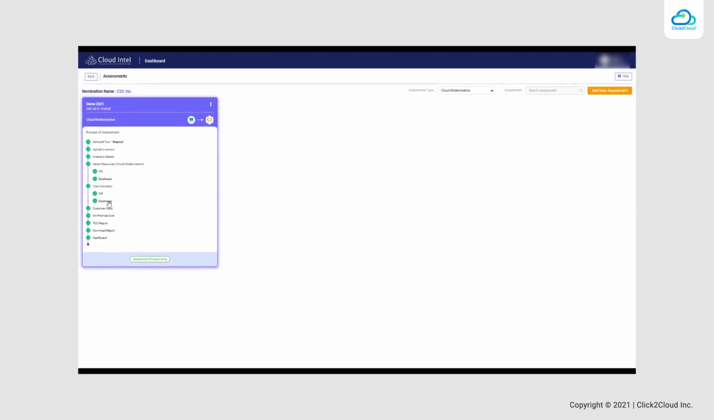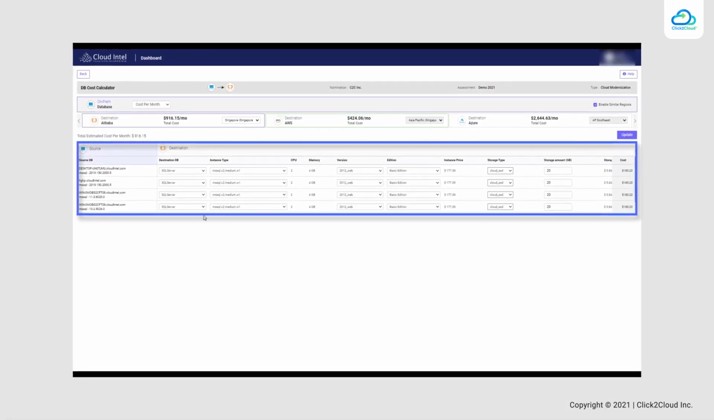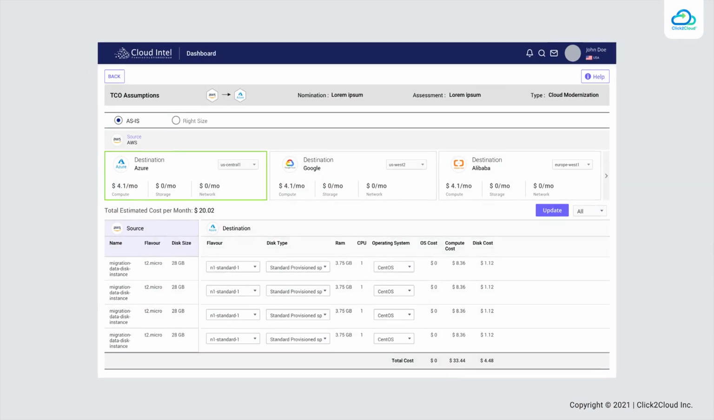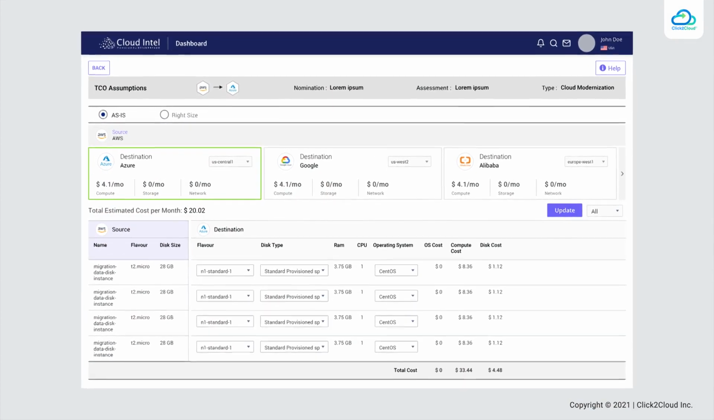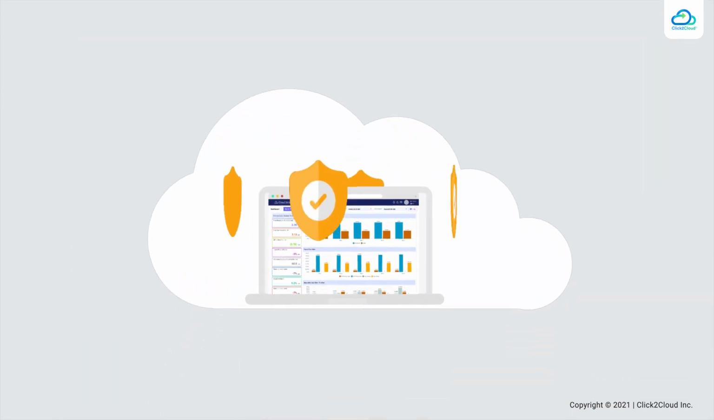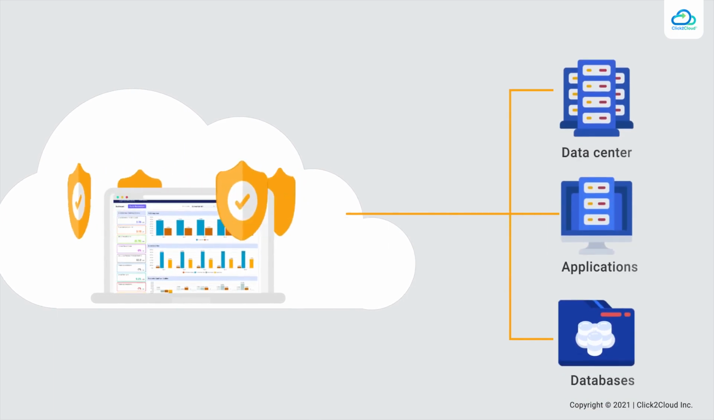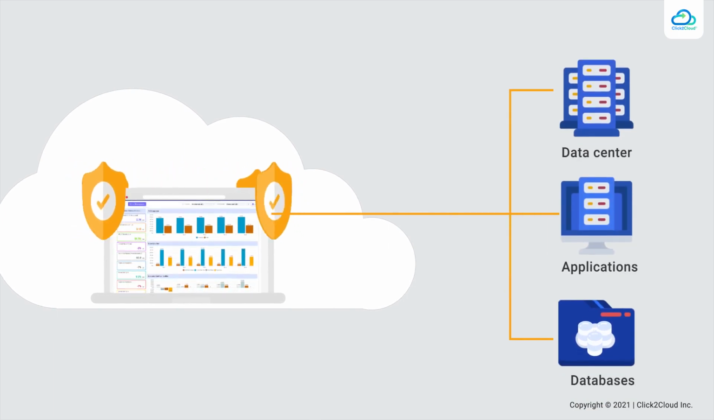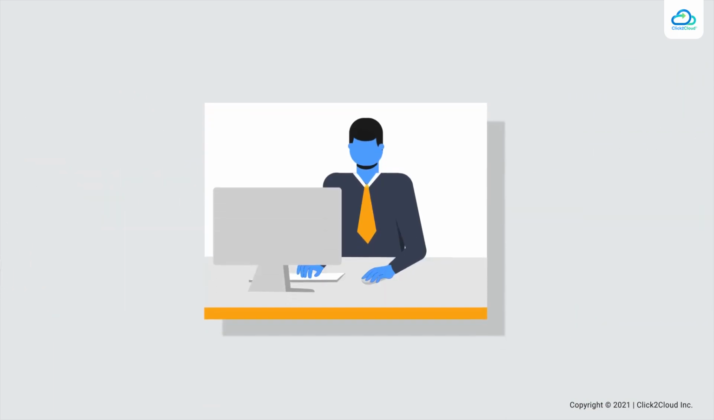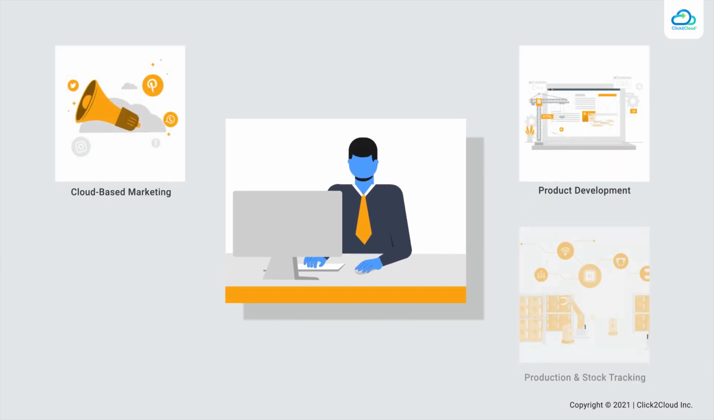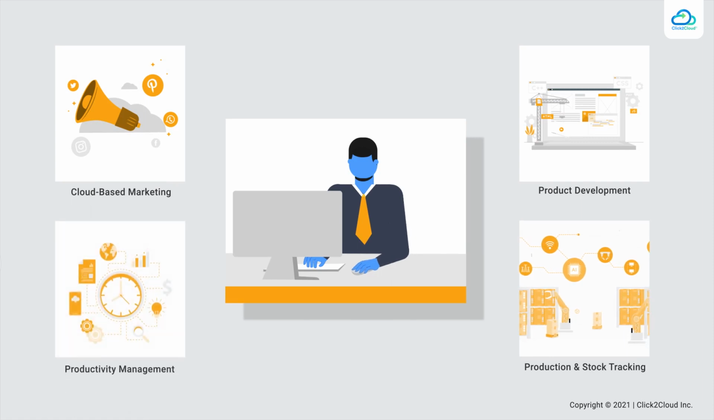Cloud Intel helped Harry to choose the right cloud provider and detailed cloud resources like compute, storage, and network in comparison with other cloud providers to handle all his on-prem workload. Cloud Intel's security-first mindset helped him in performing a complete assessment of infrastructure including data center, applications, and databases. This helps Harry in gaining transparency for cloud-based marketing, product development, production and stock tracking, and productivity management.